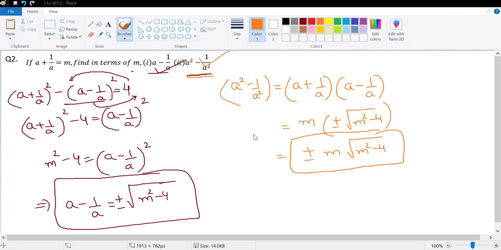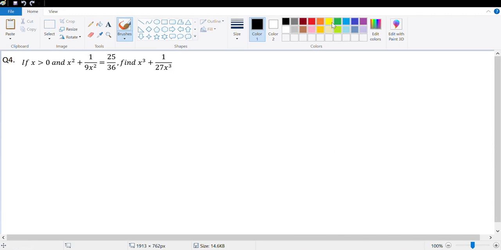The next one that we're doing is question number 4. Question 4 says: if x is more than 0 and x square plus 1 upon 9x square is 25 upon 36, find x cube plus 1 upon 27x cube. So I can figure out that I will need x plus 1 upon 3x to be able to find x cube plus 1 upon 27x cube. Let's see what we can get from here.